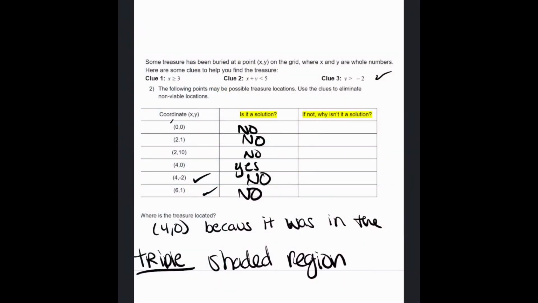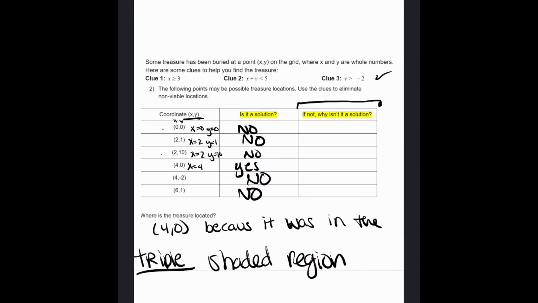Okay, so to answer the last column of why these points aren't a solution, we're just going to say which clue they don't satisfy. So in order to do that, we have to think of all of these points as x, y points. So for this first one, x, y, this is x equals 0 and y equals 0. I'm going to go ahead and label that all the way down here. So x equals 2, y equals 1. X equals 2, y equals 10.